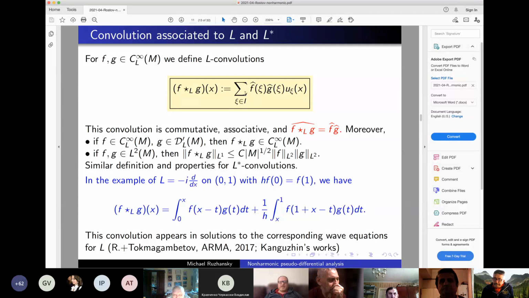So we define it using Fourier coefficients, but if we rewrite it as integrals, we see it's very interesting, because if H is 1, then we get the usual convolution on the torus. But if H is not 1, then there is an interesting integral form in which H appears. There is a nice property that we want to have for Fourier analysis, Fourier multipliers, and so on: that the Fourier transform of a convolution gives us the product of Fourier transforms. And if we define everything correctly, then we have this property.